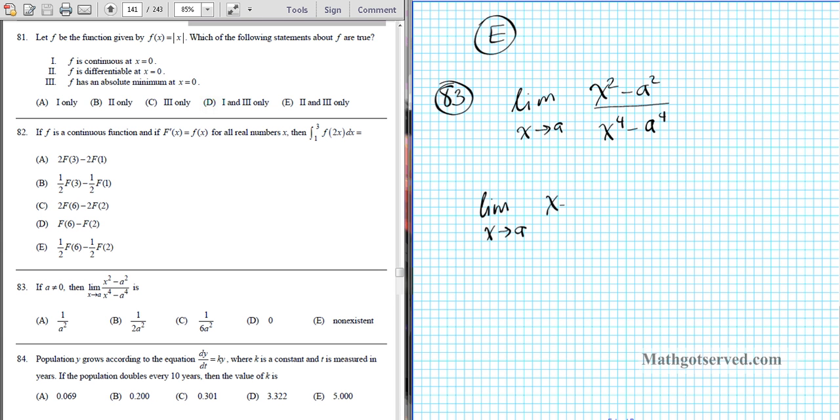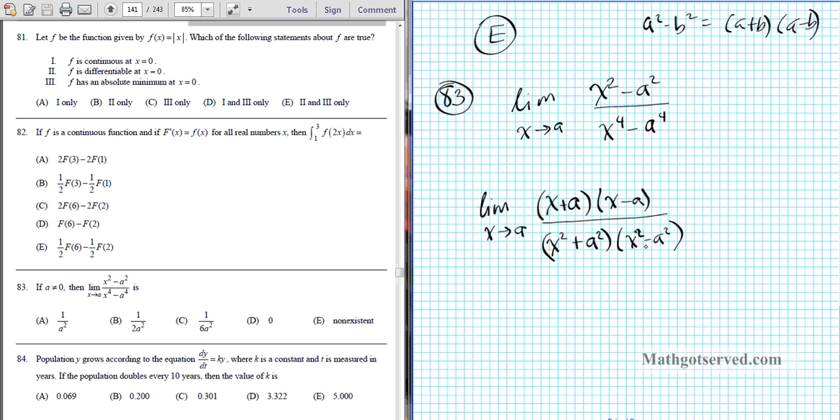So the numerator can be factored into x minus a times x plus a. And then in the denominator, we'll factor that into x squared plus a squared times x squared minus a squared. So we're just using the difference of squares formula. Remember what it is: a squared minus b squared factors into the sum and the difference of the square roots of these two, so a plus b times a minus b. That's what I'm using here.